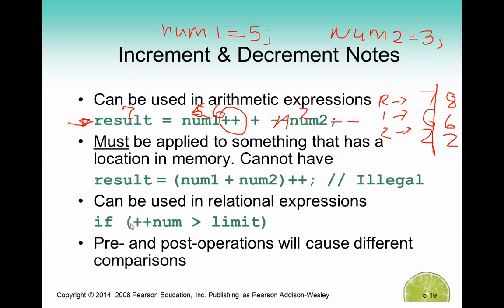Okay, let's see. This one is going to make a difference. Let's suppose that for num, I have a 3. And the same thing for limit, I have a 3. And we have this if. Is this going to be true or false? It's going to be true. Everybody agrees with that?